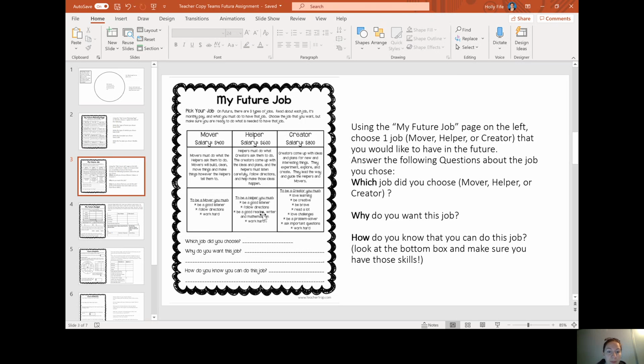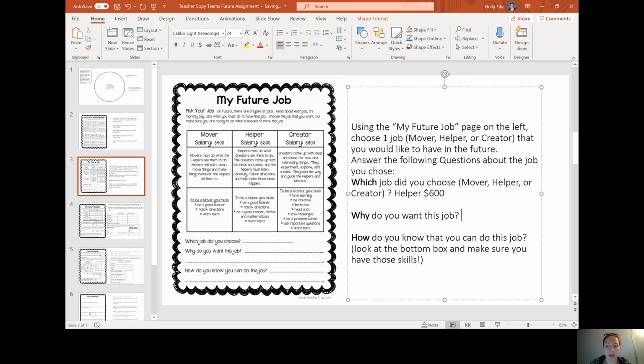To be a helper, you have to be a good listener, follow directions, be a good reader, writer, and mathematician, and work hard. That one would make $600 a month. And a creator is $800, but it says they have to love learning, be creative, brave, read a lot, love challenges, be a problem solver, ask important questions, and work hard. So for me, I'm not super creative, so I'm gonna say helper, because I think I'm a good listener, I follow directions, I like to read and write and do math, and I don't mind working hard. So I'm gonna choose helper for me. And that was the one that makes $600 a month.